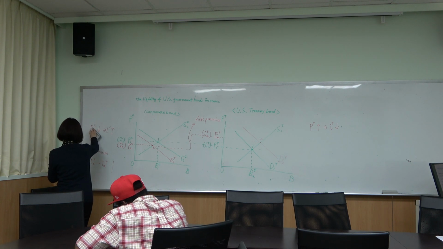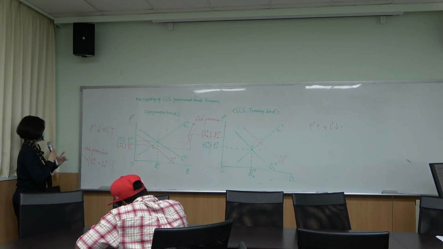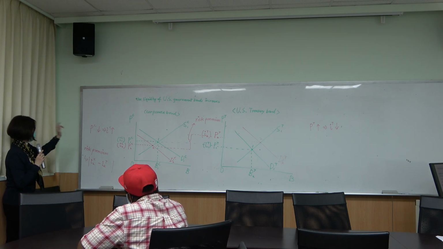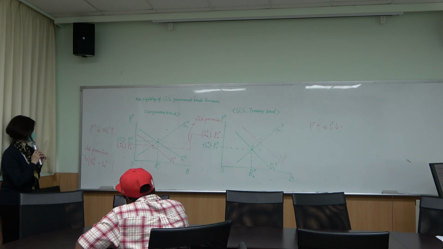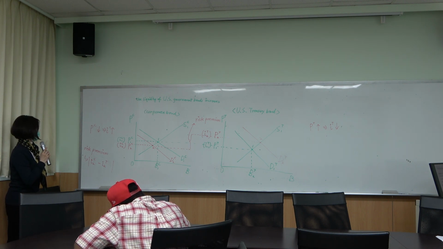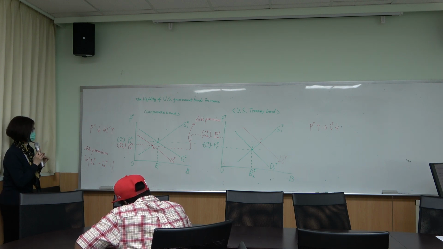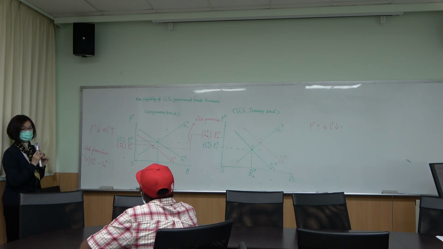Okay, and here, I should not use P1C. What it says is that the price of corporate bonds goes down, and what it means is that the interest rate of the corporate bond increases.